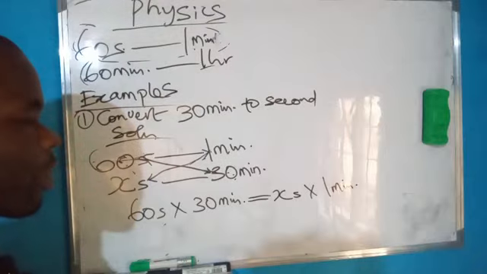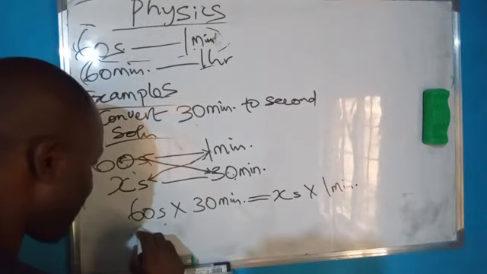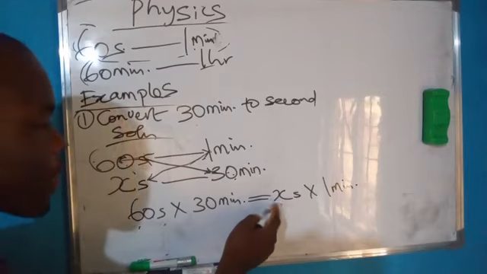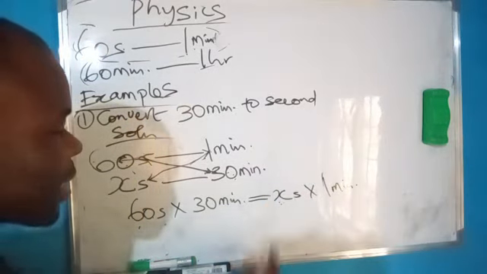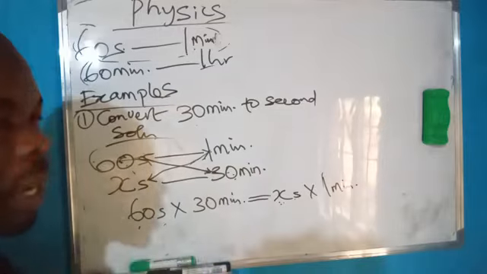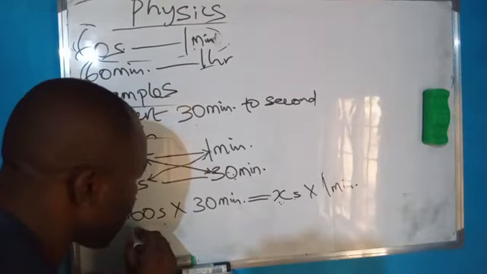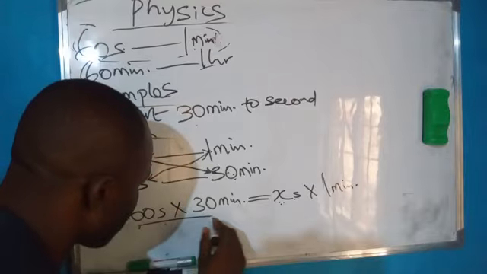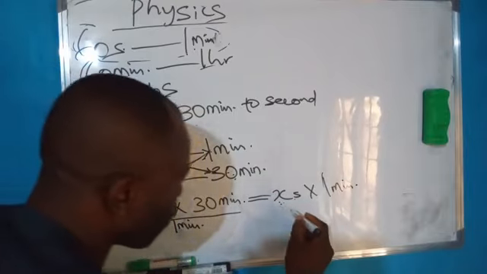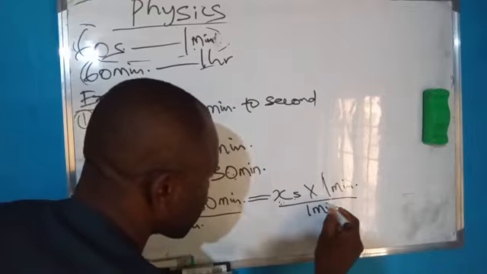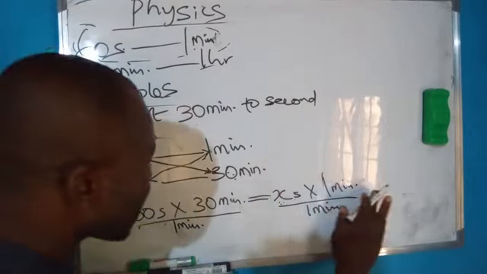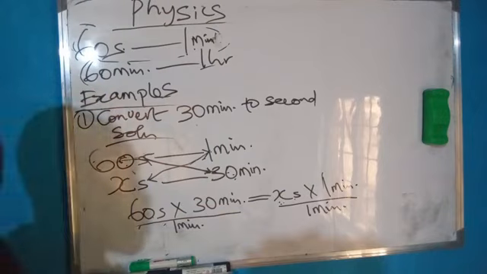Make x seconds the subject of what? Formula. So that when you have x, by dividing both sides by the coefficient of x, and the coefficient of x is 1, because 1 times x is 1x, which is x. So the coefficient of x is 1, but it is 1 minute. Is that clear now? So that you will have all over 1 minute. That is by dividing both sides by the coefficient of x. Both sides means the right hand side and the left hand side.